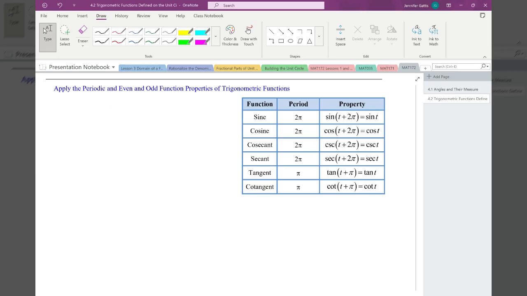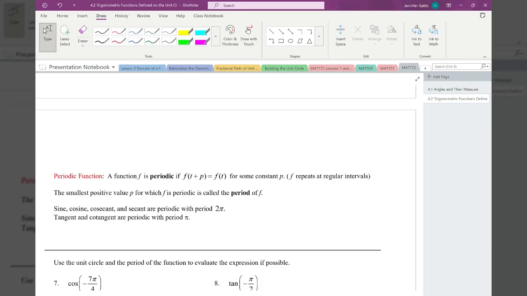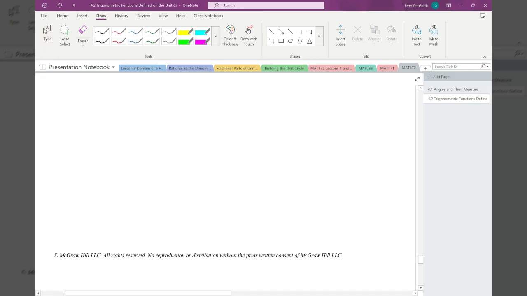All right. So now let's talk about what's called the periodicity of our trig functions. And what the periodicity means is how often does the pattern repeat?